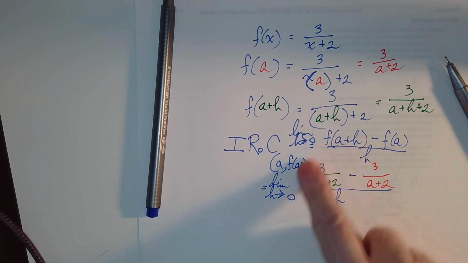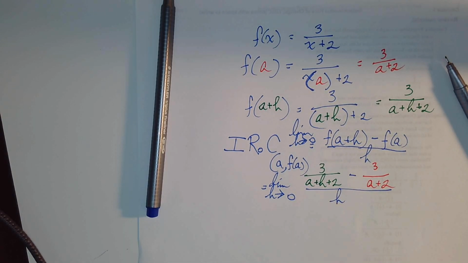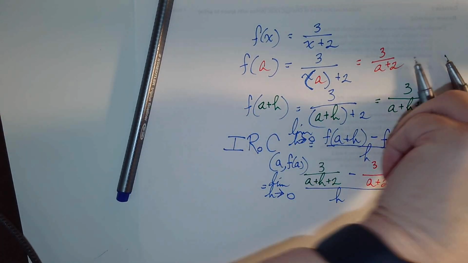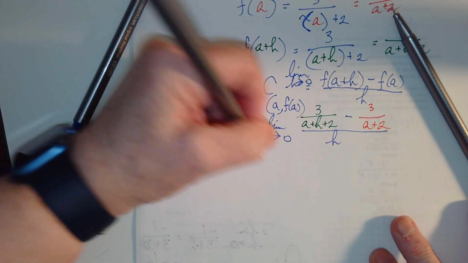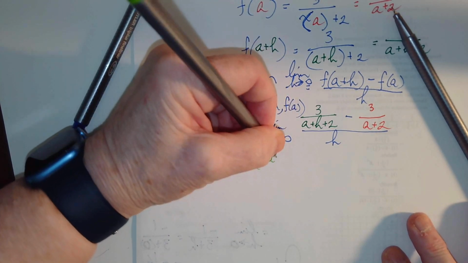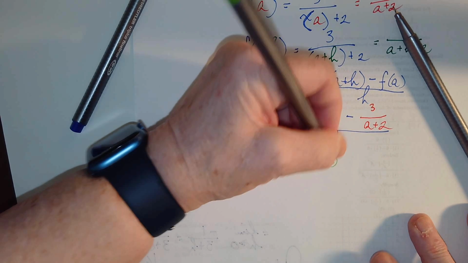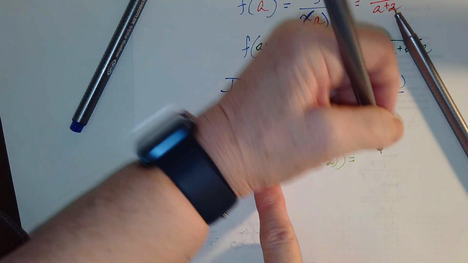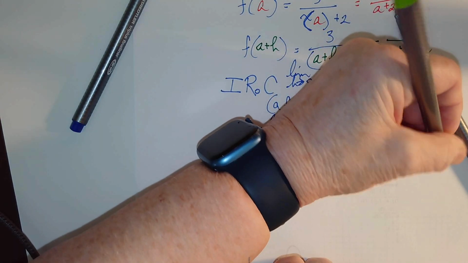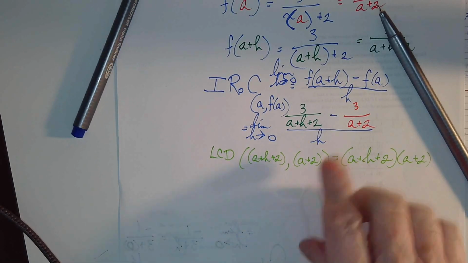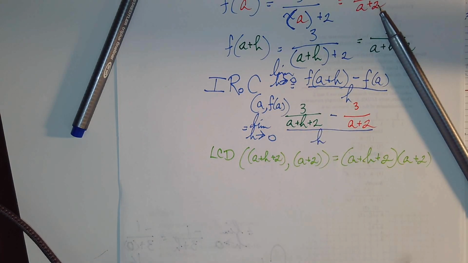And now we have, again, a complex fraction with two smaller inner fractions. The least common denominator of a plus h plus 2 and a plus 2 is just the product of those two, a plus h plus 2 times a plus 2.